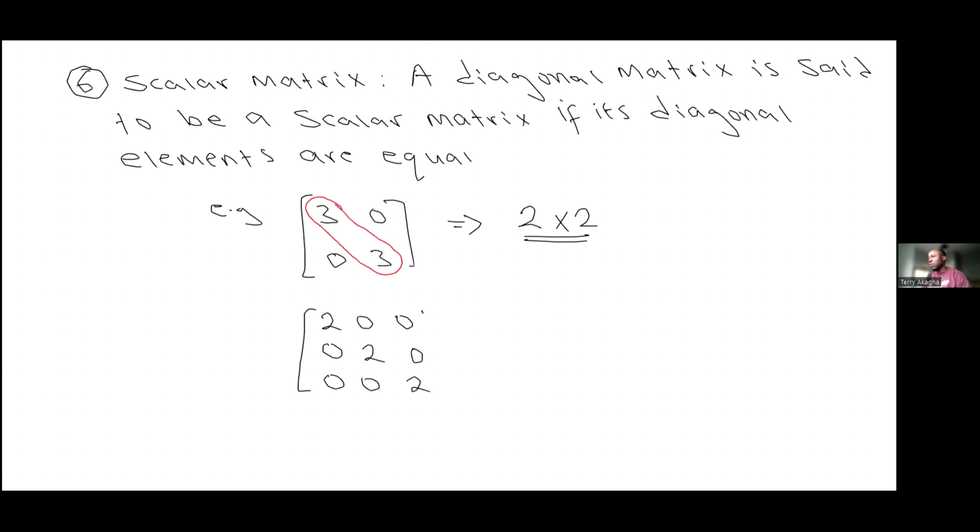This is, for example, a 3 by 3 matrix, so it's a square matrix, and also a diagonal matrix because it's a square matrix and the diagonal elements here are equal. But because the diagonal elements are equal, it's going to be called a scalar matrix. Sorry, because they are non-zero, it's a diagonal matrix. But because they are equal now, it's going to be called the what? Scalar matrix.